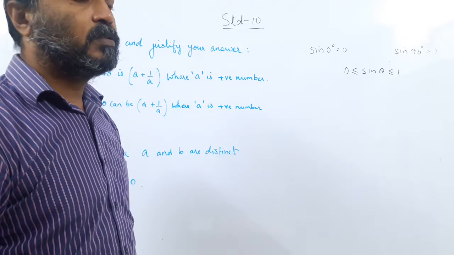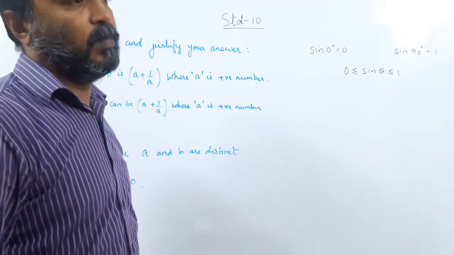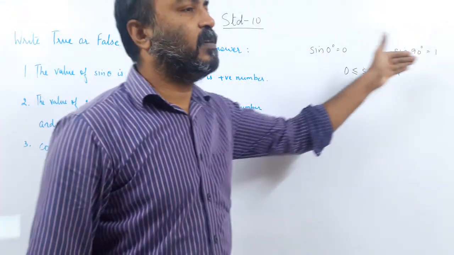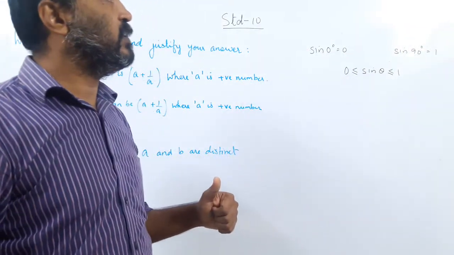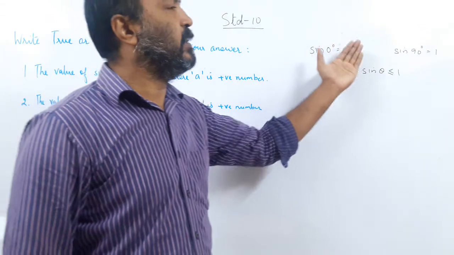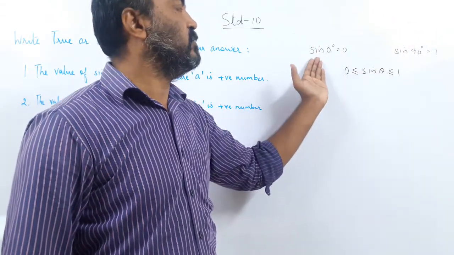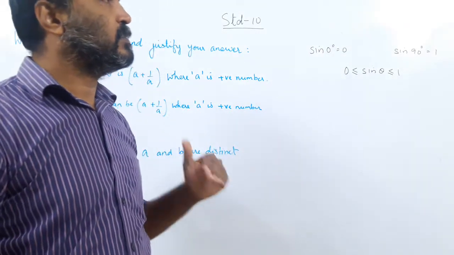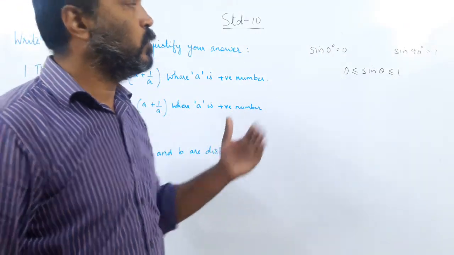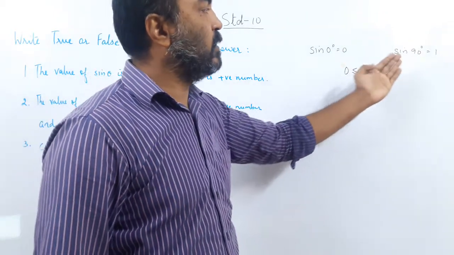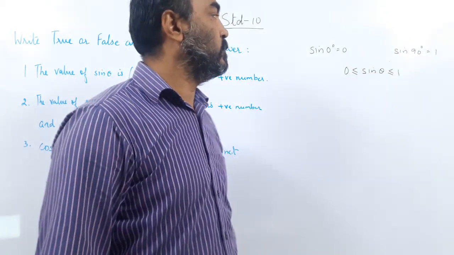How will you know this? By looking at our trigonometric table. In one lecture I explained to you that sine is an increasing function. What is an increasing function? As the degree keeps on increasing, the value of sine keeps on increasing. Sine 0 is 0, sine 30 is 1 upon 2, which is 0.5, and so on, it keeps on increasing, and sine 90 is 1.